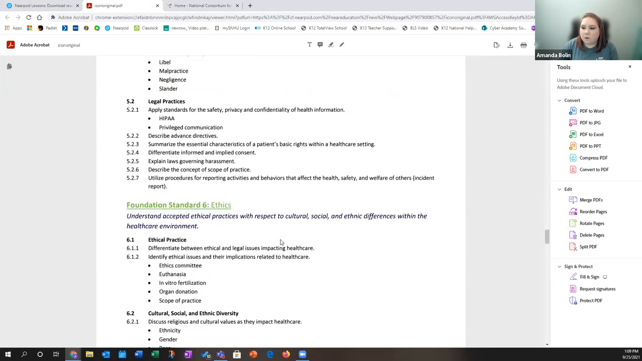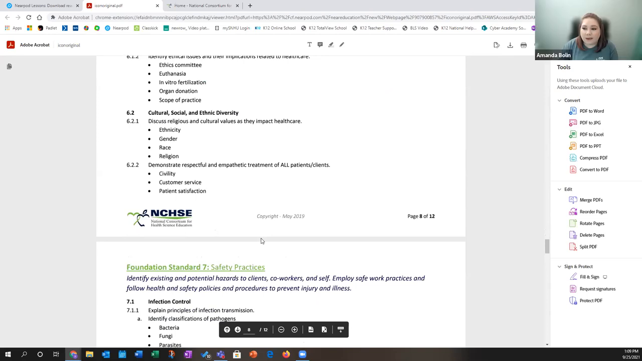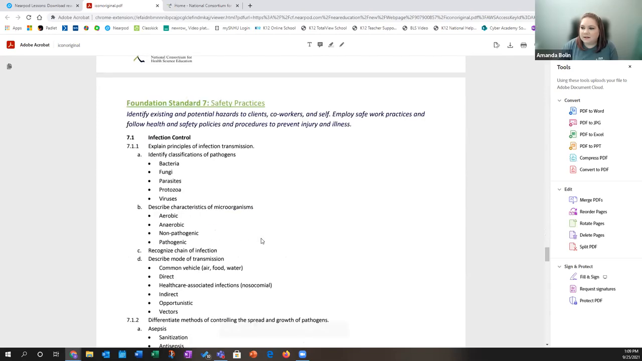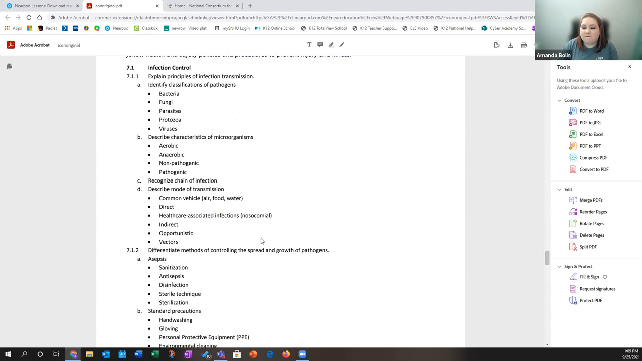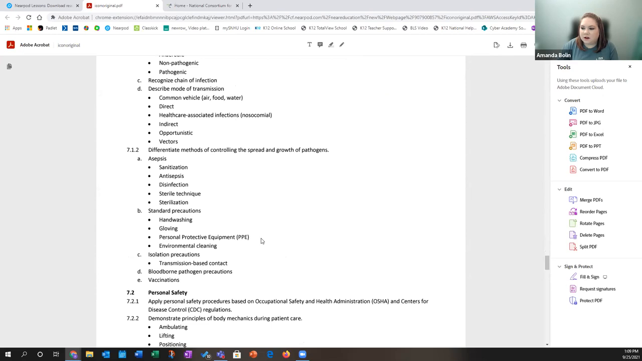Legal and ethical debates and things like that. And then safety, so this is where our infection control would fall under, which you have so much to talk about right now with COVID. So you could really tie that into the standard here.